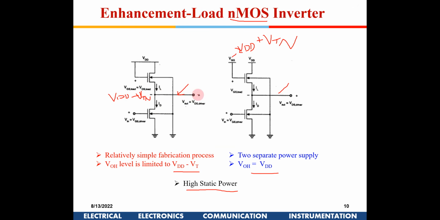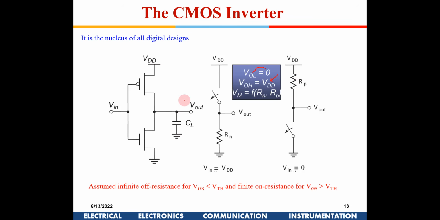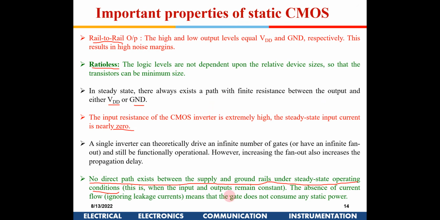But in all these topologies we studied here, there was a constant current dissipation from VDD to ground, including in all the BJT based circuits, where there is a constant power supply path between VDD and ground. It is only after PMOS was fabricated and we have the CMOS topology that there is no direct path between supply and ground.